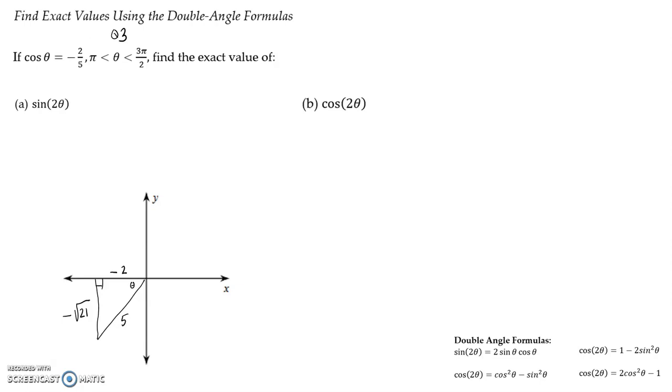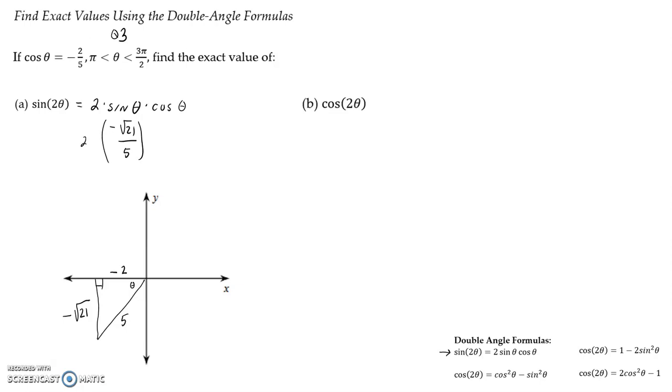Okay, we're being asked to find sine of 2 theta. Well, if we take a look at our formulas down here on the bottom right hand side, sine of 2 theta is going to be equal to 2 times sine of theta times cosine of theta. And you're going to be able to pull this information directly from your triangle. Right? Sine of theta is your opposite side over your hypotenuse. So our opposite side is the negative radical 21. Our hypotenuse is 5.